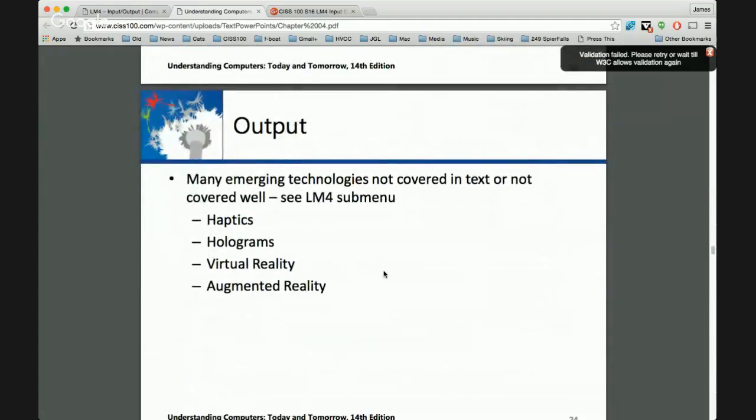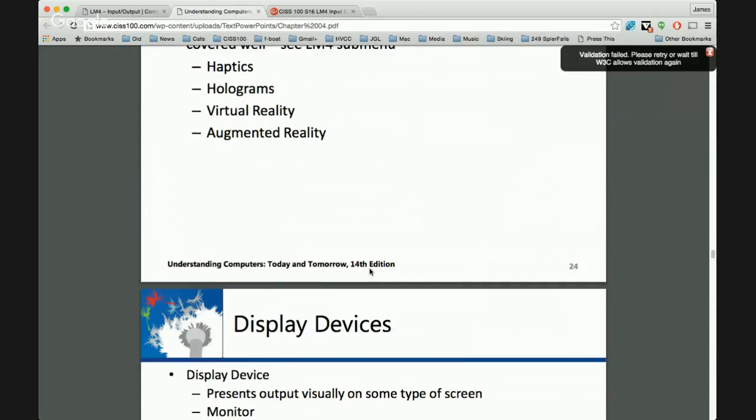Output. We're going to look at this extensively tomorrow. We're going to go far beyond the text. Specifically, we're going to look at haptics, which is sensory. We'll look at holograms. We'll look at virtual reality and augmented reality, and a few other things that are just too cool to believe.